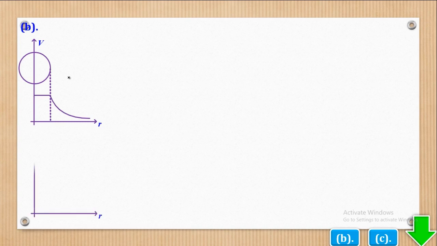What about electric field intensity? For electric field intensity, inside it is 0, so that's why you see that it is 0, but outside it is exponential. So now we shall go to part C.